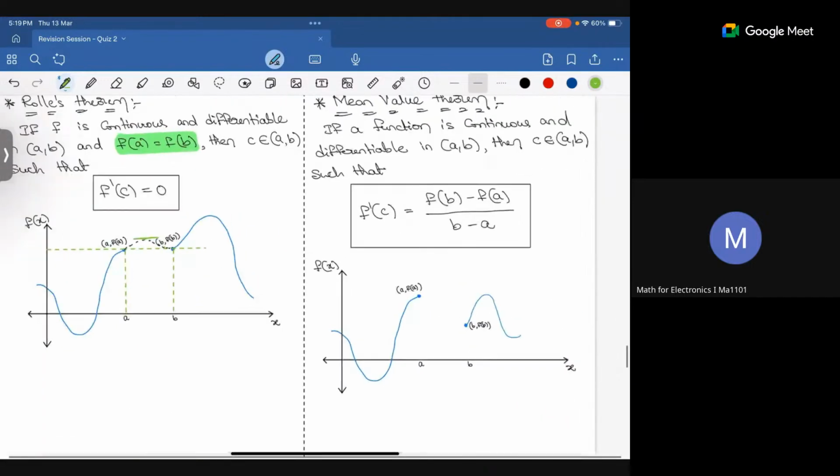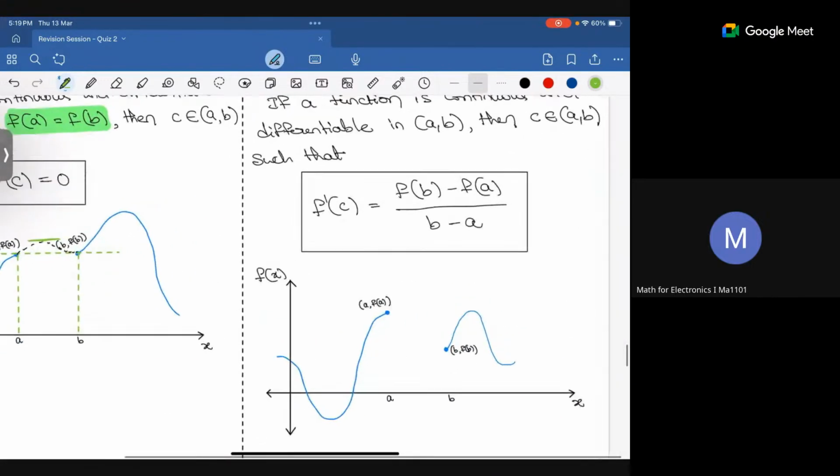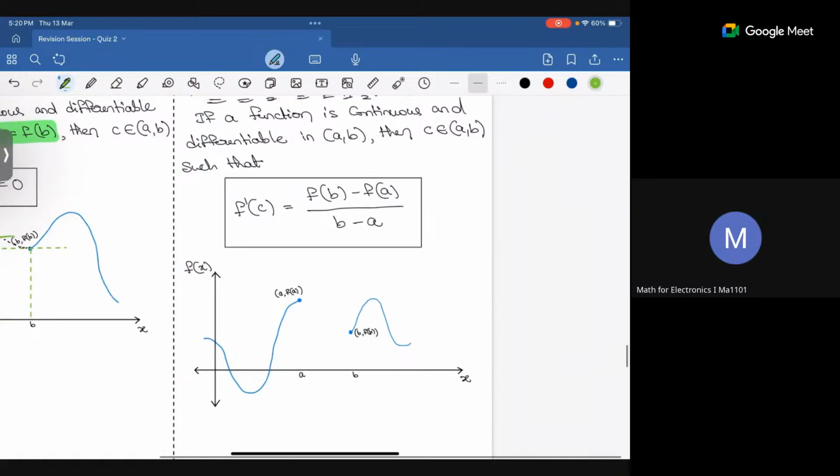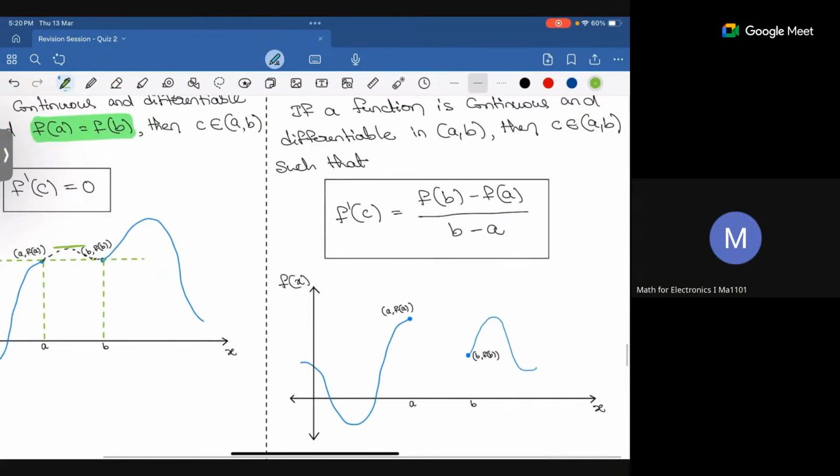And what does the mean value theorem say? It is just the extension of Rolle's theorem, where you don't have this condition. Your f of A may not be equal to f of B. Okay, so it can be different also. In that case, what can I conclude? If the same conditions hold, f is continuous and differentiable in AB, then there exists C such that f of B minus f of A divided by B minus A is actually f prime of C.